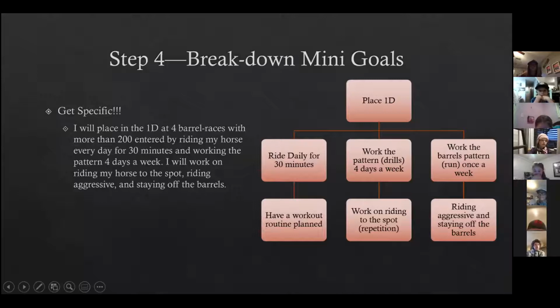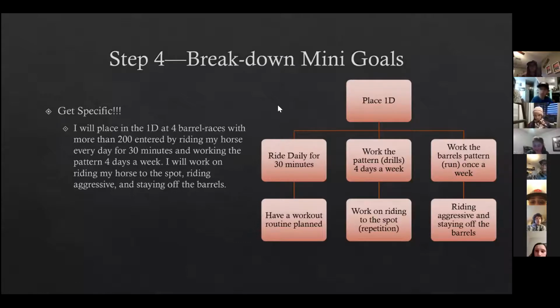So when we go over here to this little chart, the mini goal is to place in the 1D. That's our monthly mini goal, okay? So our weekly goals, mini goals, are to work the pattern 4 days a week and run the pattern once a week, okay? And then our daily one is to ride 30 minutes. So we have a monthly, a weekly, and a daily goal that we're going to work towards.